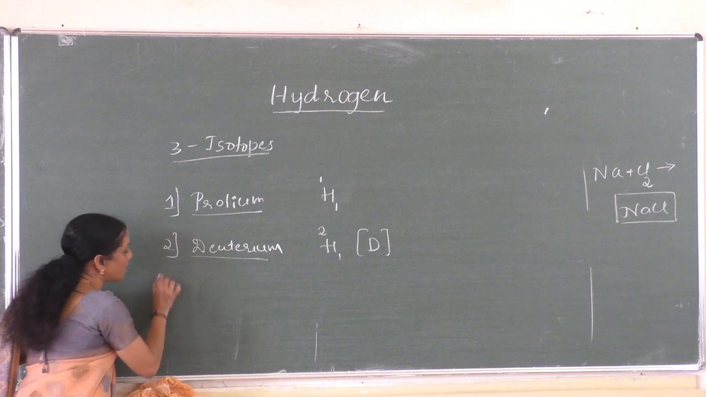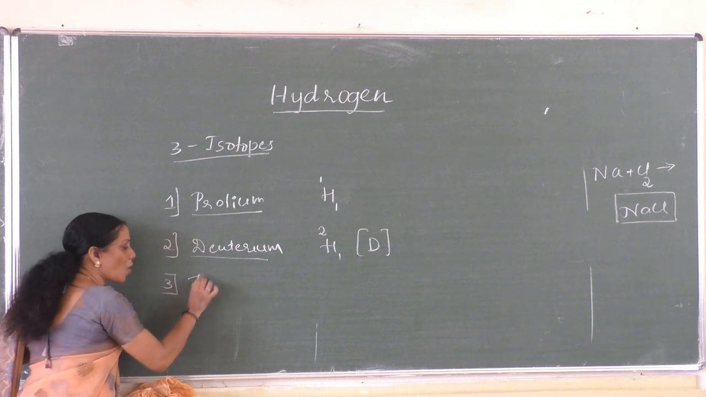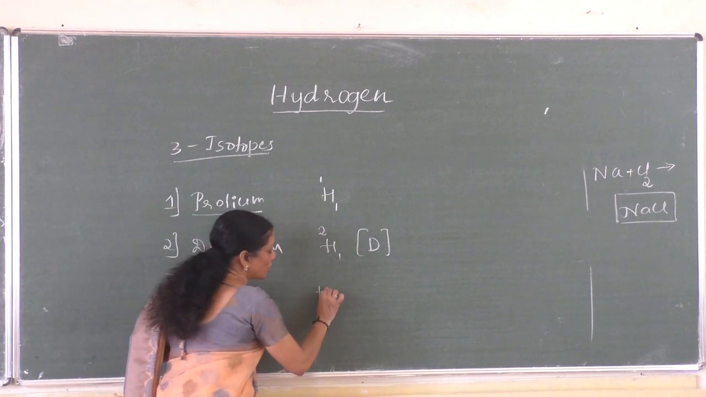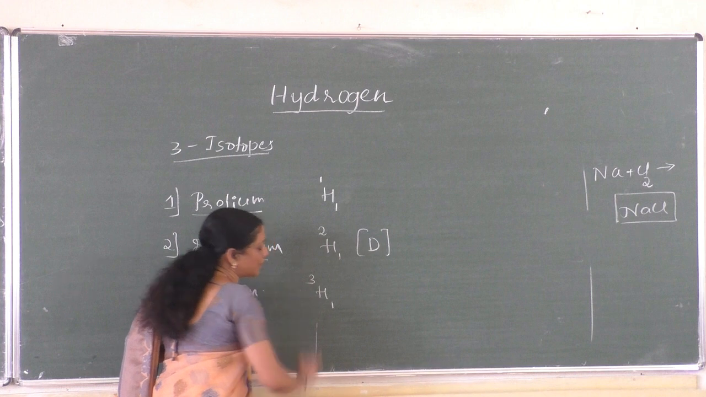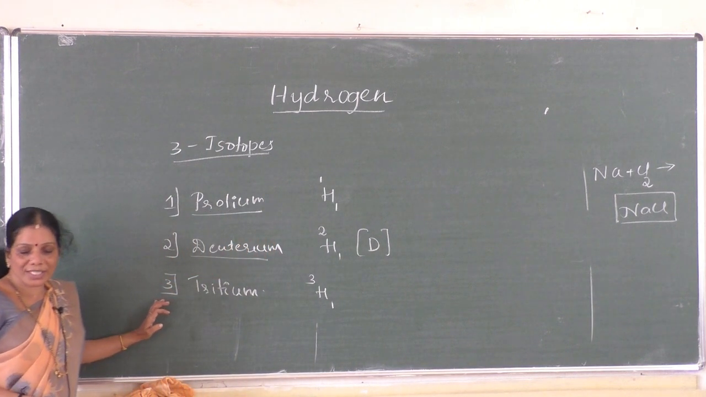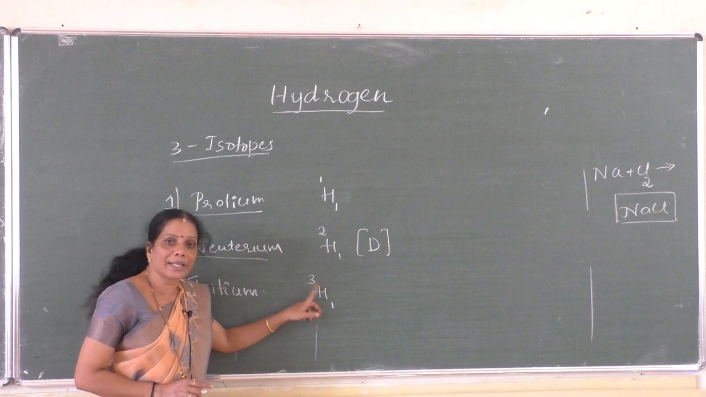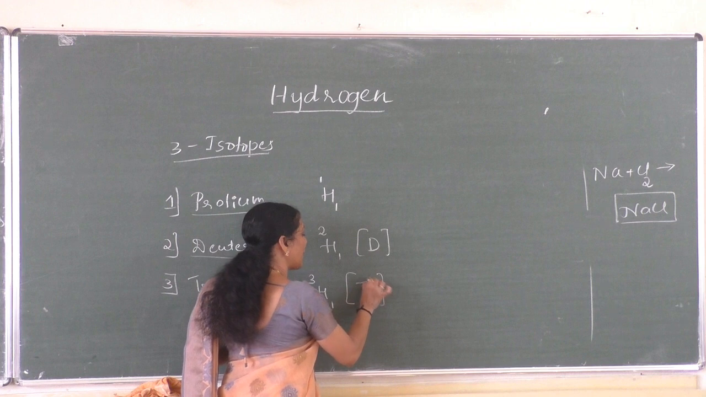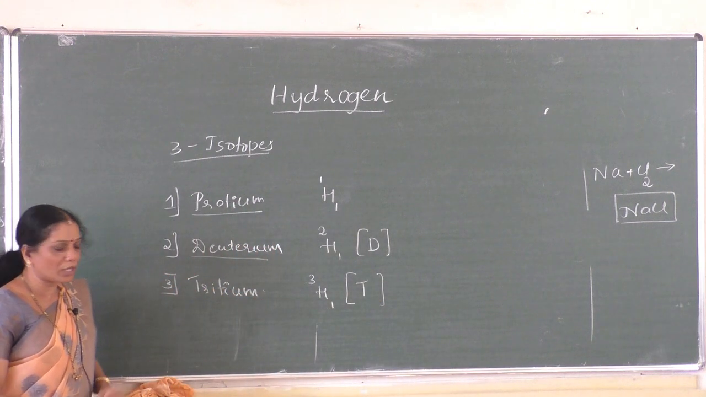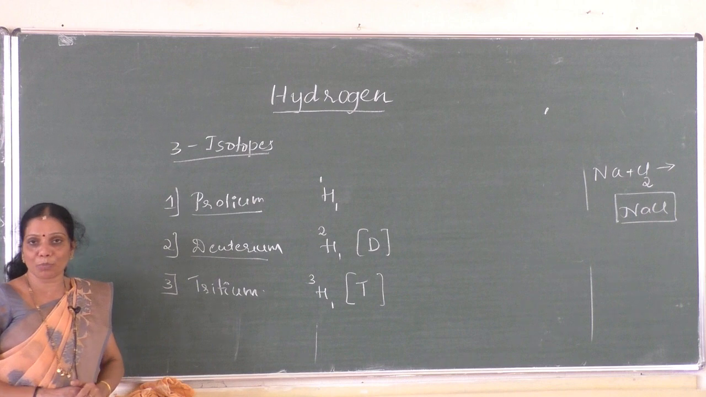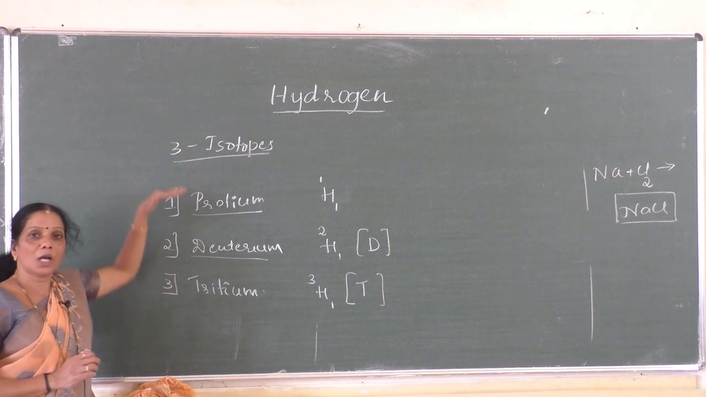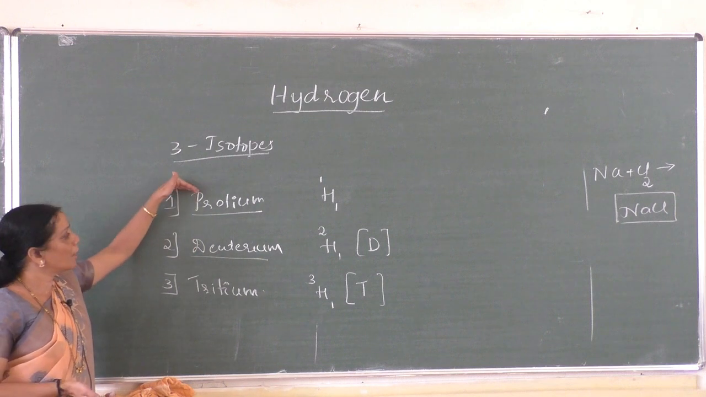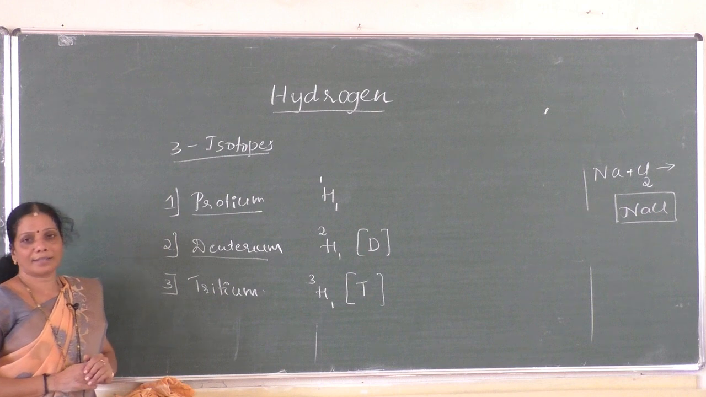Capital D. And another isotopic form of hydrogen is called tritium. Tritium means hydrogen with atomic number 1 and mass number 3. You can see here it contains 2 neutrons, therefore atomic number 1 and mass number 3. Clear for you? Tritium can be denoted by writing capital T. Now these are the three isotopic forms of hydrogen: protium, deuterium as well as tritium. Protium is usually called hydrogen itself.